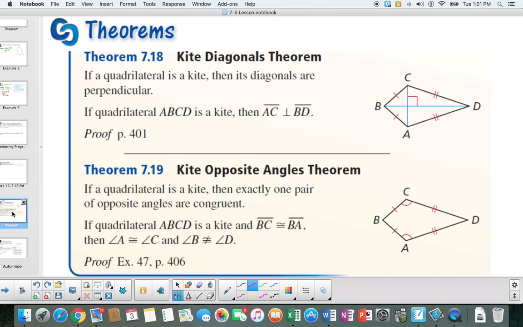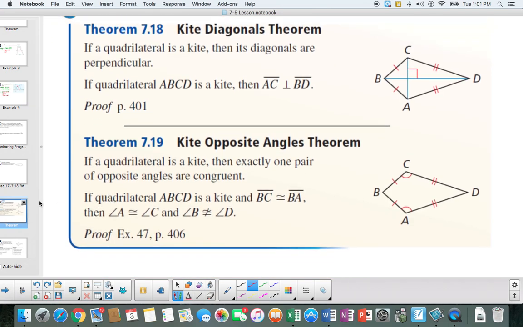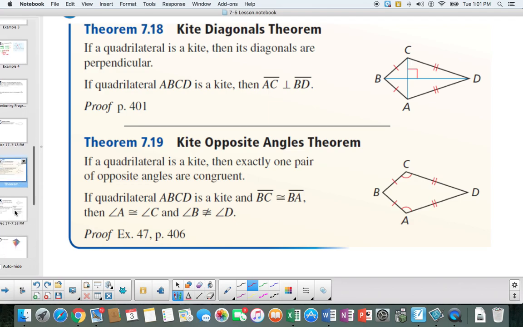Some very interesting things about diagonals and angles in a kite. One, the diagonals are perpendicular, and the other is that there's 2 pairs of angles in a kite that are congruent. Only, did I say 2 pair? I meant 1 pair. So there's exactly 2 angles that are going to be congruent.